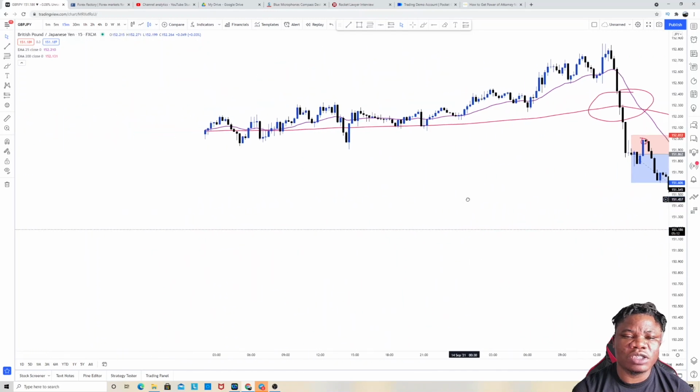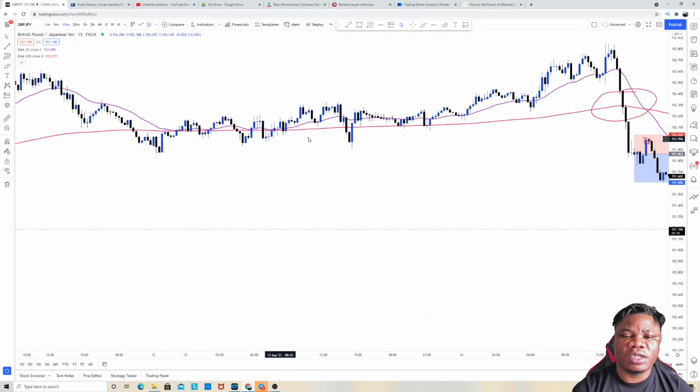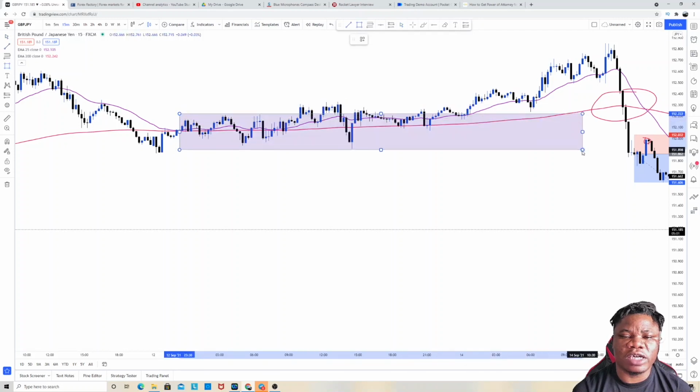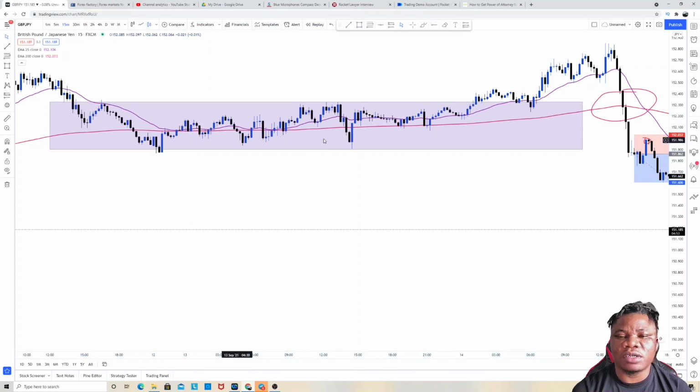Now let me show you guys something else, what you need to avoid. Once you see the EMAs too close, just like we have at this zone over here, just know that price is actually consolidating. So once they're too close like this, you stay away from taking trades. Don't take any trades. Just know that price is consolidating.